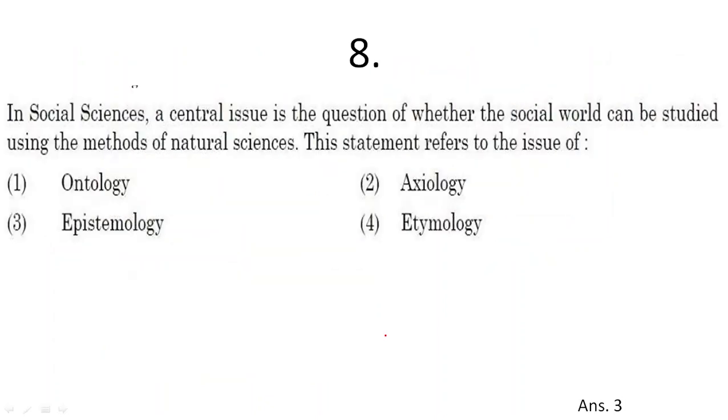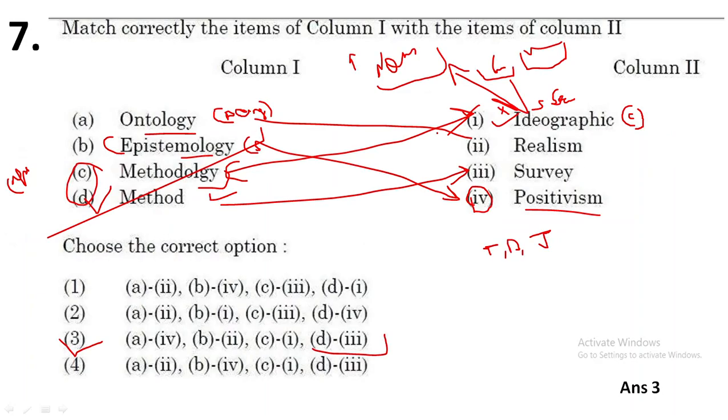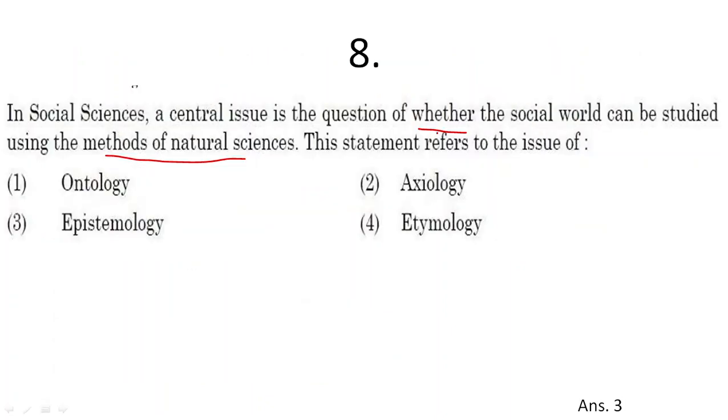In social sciences, a central issue is the question of whether the social world can be studied using the methods of natural sciences. This statement refers to the issue of, so it is about the knowledge, right? In the previous question we studied that epistemology is about the knowledge, how the knowledge has been created, how knowledge has come. So it is about the question how to generate the knowledge. So it is of course about the epistemology.